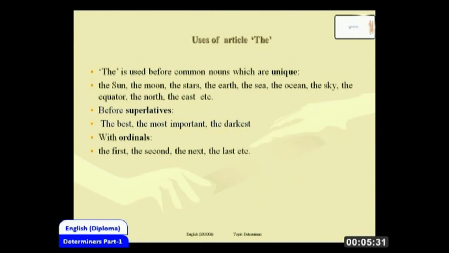What do we mean by ordinals? Ordinals are words which show order of something. The first chapter, the first bench, the first lecture, the second cricket match. It shows order of something and that's why it is known as ordinals. And before them, we put article the.